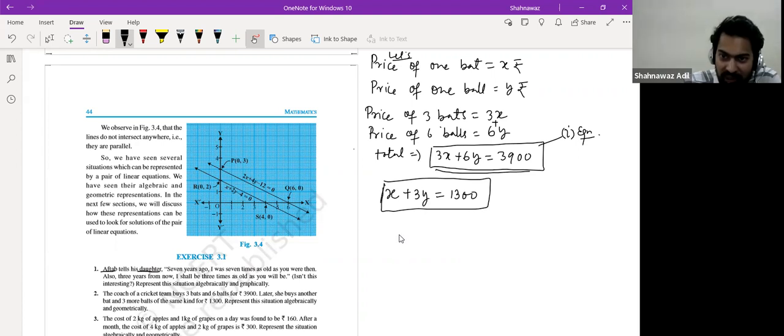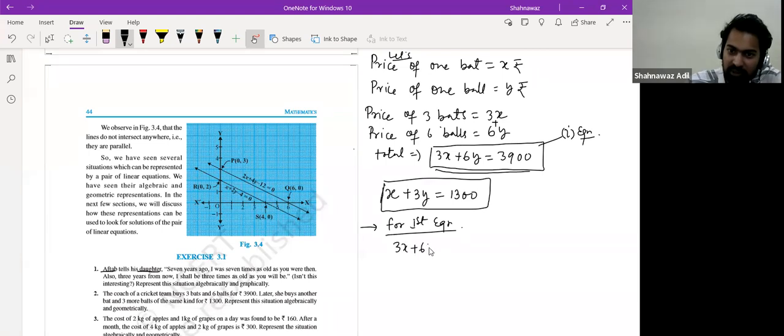So 3900. We have to make a good scale, right? Because I can see that the solution will be in the order of 3900, right? Yes, sir. So for the first equation, this is 3x plus 6y equals 3900, right?